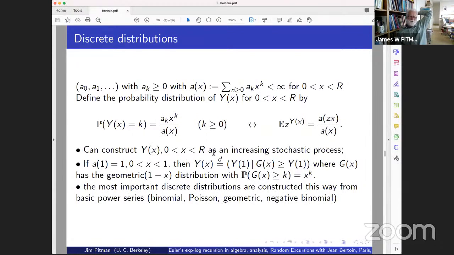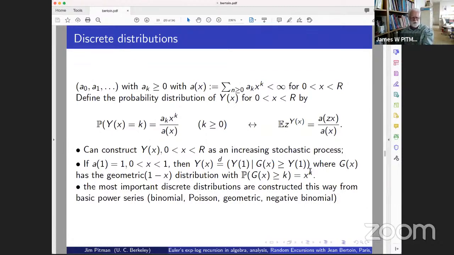variables like this in a way that is increasing. It's stochastically increasing, and hence increasing in various ways. And the simplest case to think about is if your basic power series already sums to 1, and then the Y of x is your Y of 1 conditioned on being smaller than a geometric variable. And G of x is denoting a geometric with parameter 1 minus x distribution with its tails being x to the k.